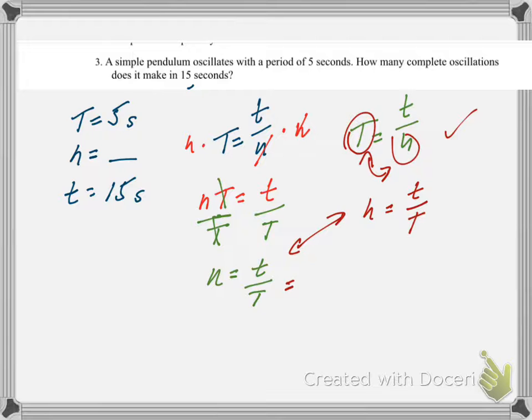So the time we got was 15 seconds, and the period was 5. So the number of cycles, 15 divided by 5, would be 3. So that's the answer to the problem, and we're done.